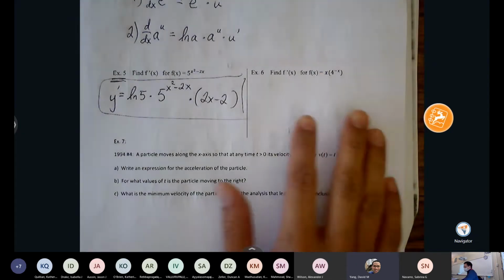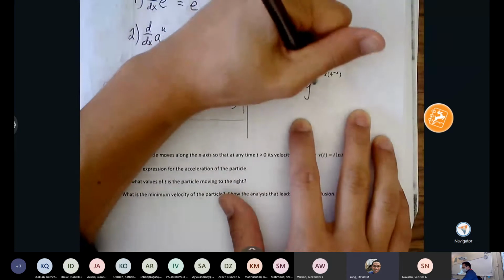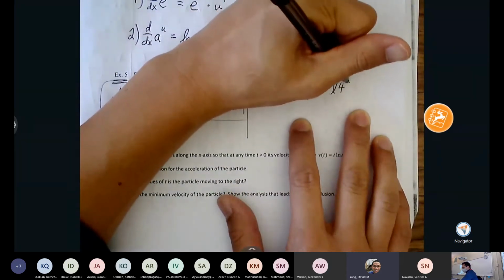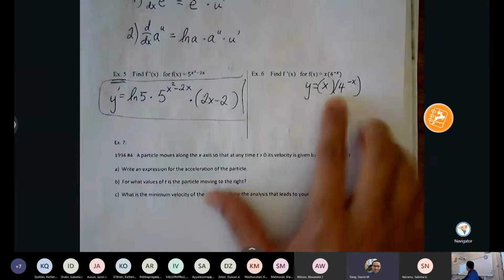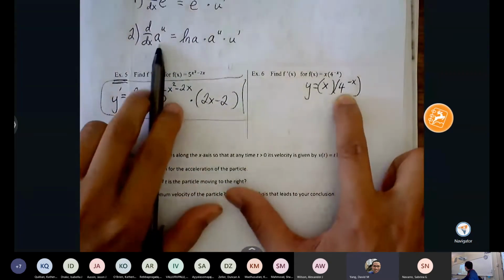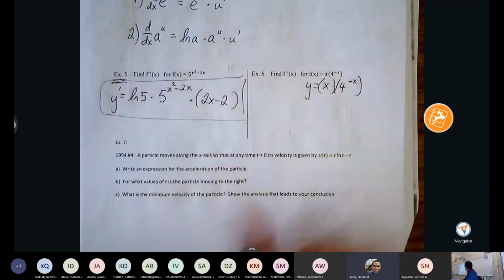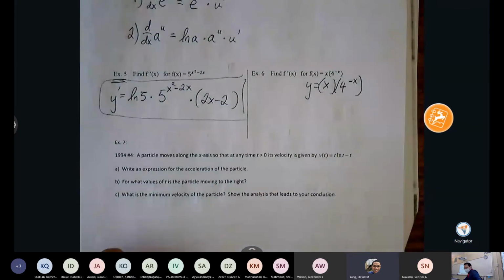Okay, example 6, we have y is equal to x times 4 to the negative x. So 4 to the negative x, we recognize that as an exponential function that is not base e, so we definitely have to use that. But there's something else that we have to involve here.